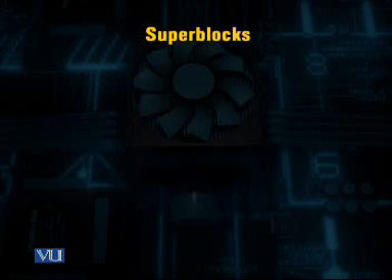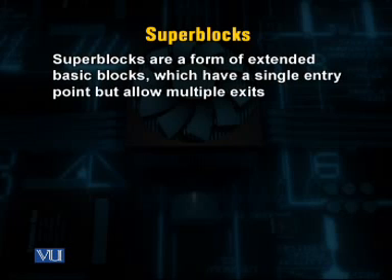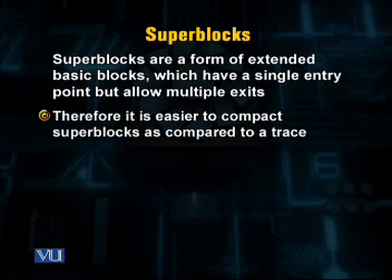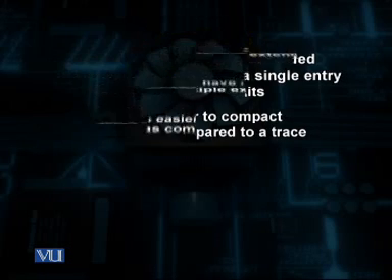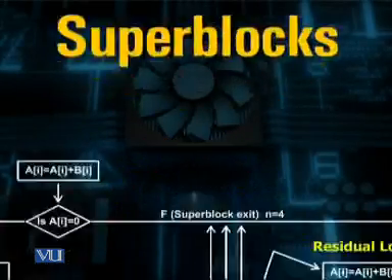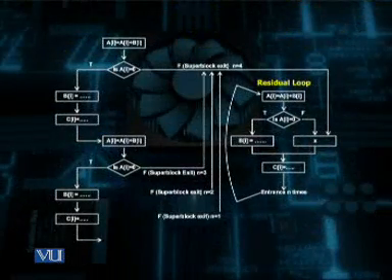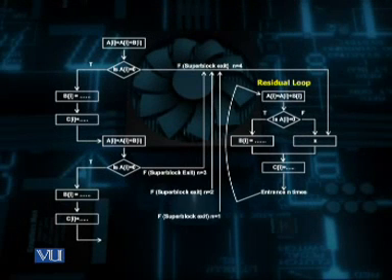Now let us talk about the superblocks. Superblocks are a form of extended basic blocks which have a single entry point but allow multiple exits. Therefore, it is easier to compact a superblock as compared to a trace. In our earlier example of global code, superblocks with one entrance can be easily constructed by moving the assignment C as shown here in this figure.